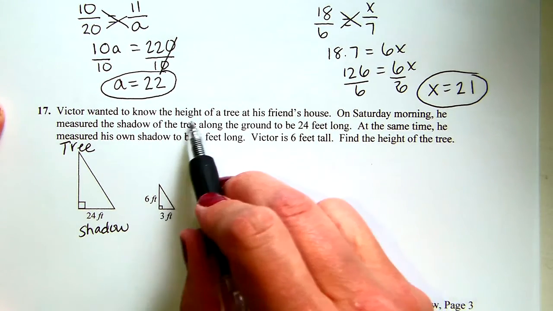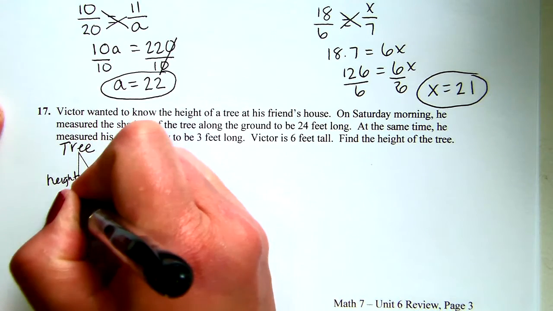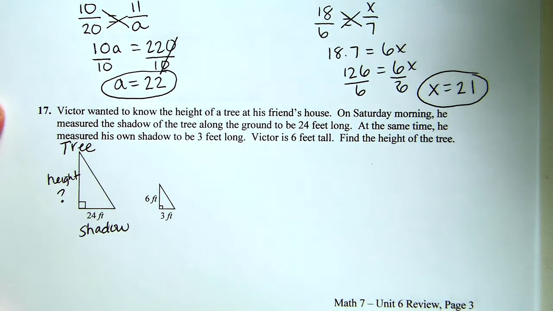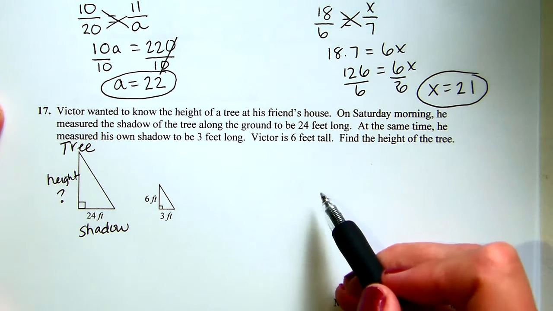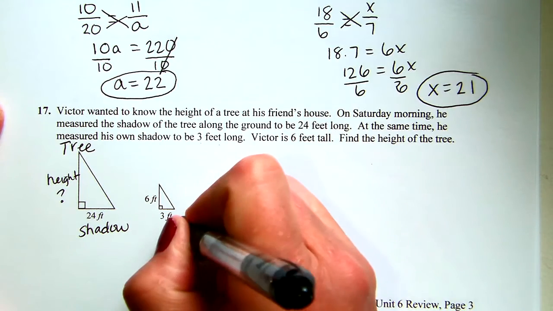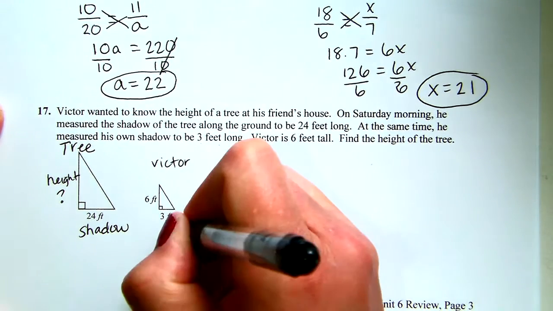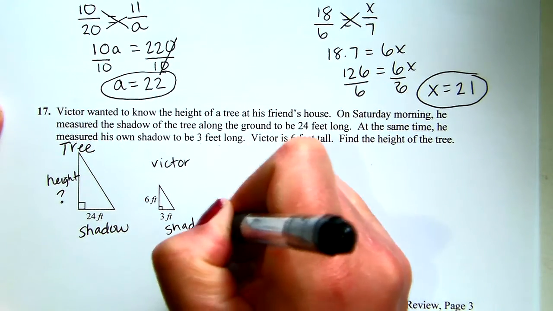At the same time, he measured his own shadow to be 3 feet long. That's where we see the 3 feet here. So this is Victor, and again, this is his shadow. Victor is 6 feet tall, so this is Victor's height here. Find the height of the tree.